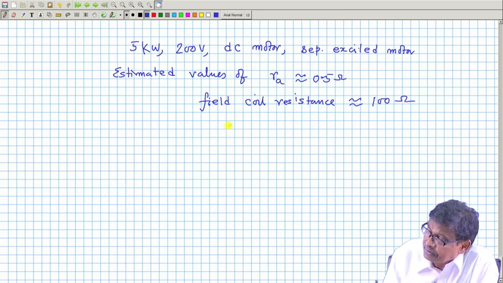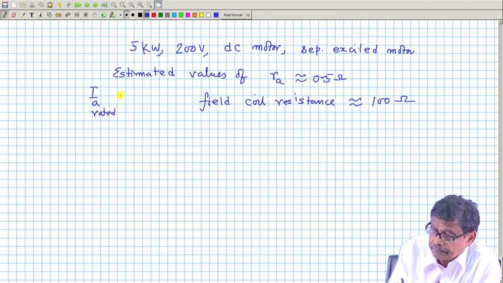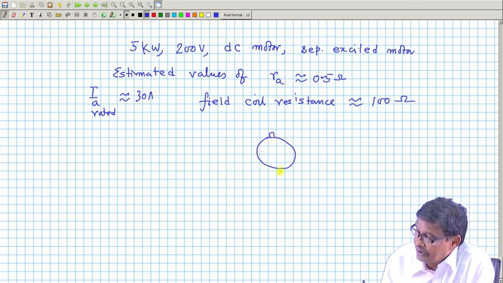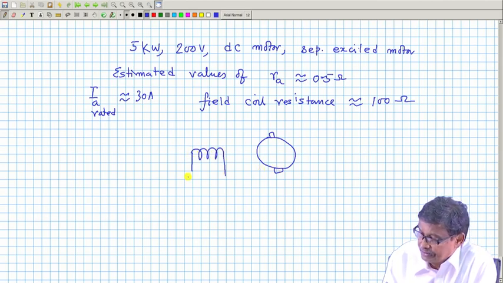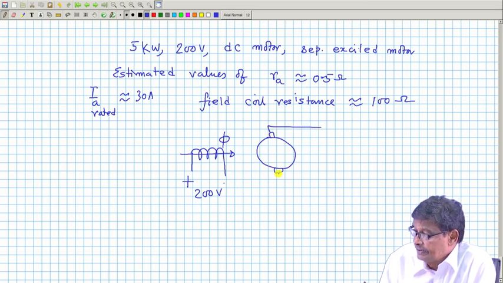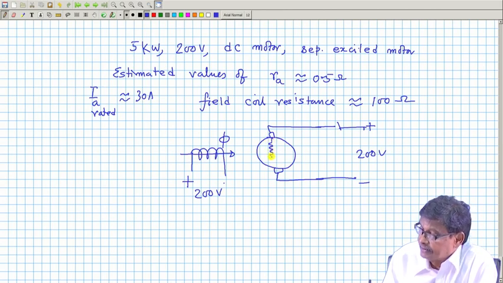Now, if this machine and its rated current we have already got, IA rated is how much? 30 ampere, approximately 30 ampere. Now, if such a machine, if field is given full voltage, no external resistance, 200 volt you give, it develops rated flux, fine, and then you apply full voltage, 200 volt here, and the order of armature resistance is, at starting there is no back EMF coming in. This is 0.5 ohm.